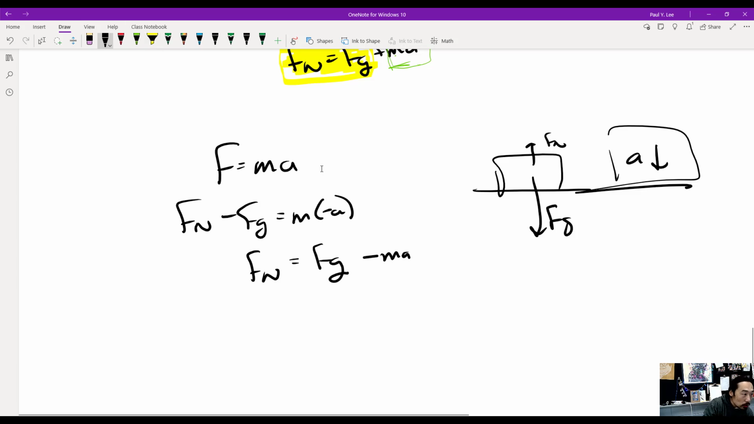And once again, F_n equal to F_g is how we normally feel. But when we are arriving at our destination, or when our acceleration is in the opposite direction of our normal force, look what happens mathematically. We are subtracting from how we normally feel, so we feel lighter.